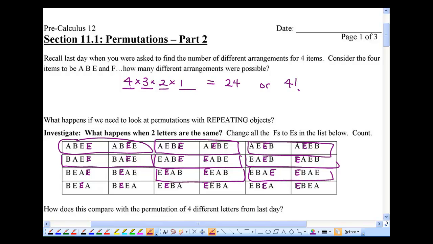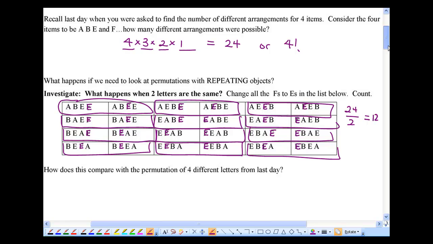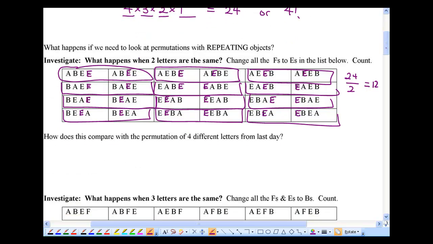So it looks like now I have 2 are always the same, so I cut my list in half. It's 24 divided by 2, or I guess 12. Seems like half as many. Okay, so that's 12.